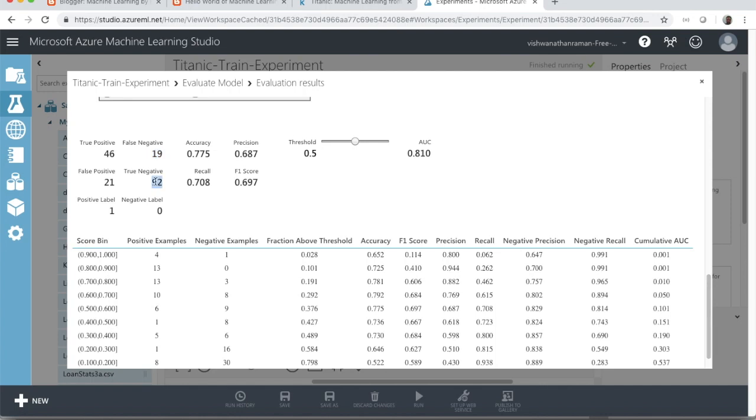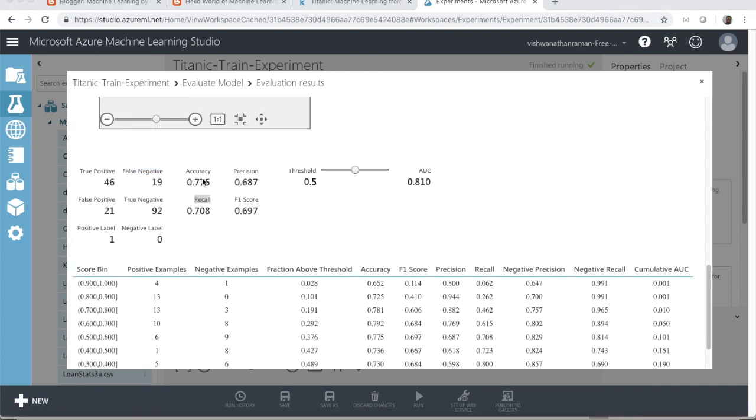And finally, we have the quadrant called the true negative, which means the passenger is actually dead and our model predicted them as dead. So in essence, this confusion matrix is going to drive the model metrics. There are a few other important metrics that are derived out of the confusion matrix.